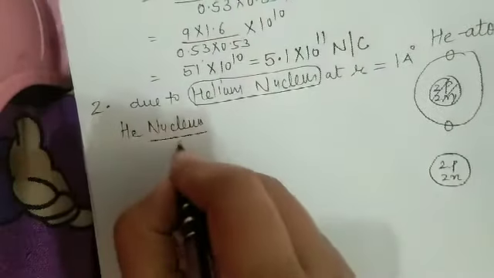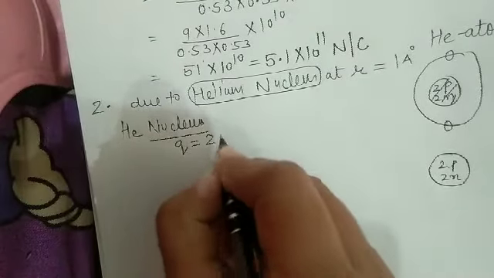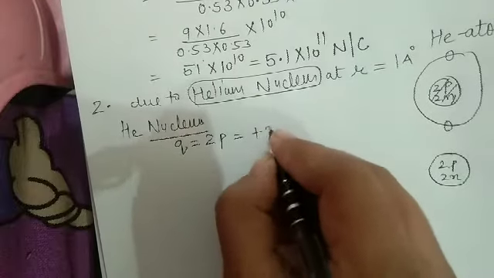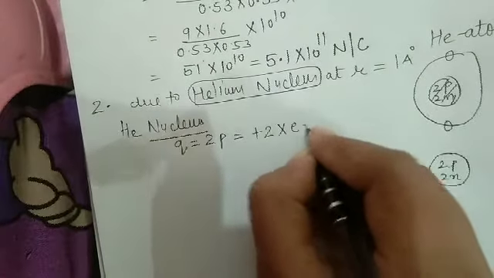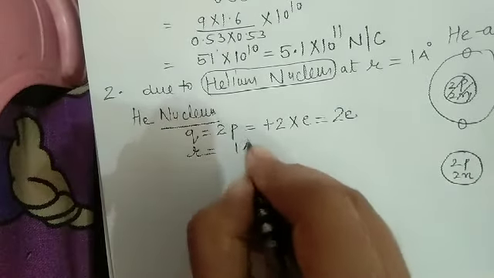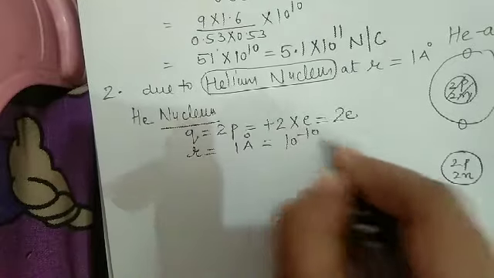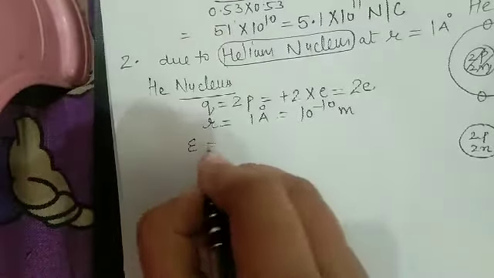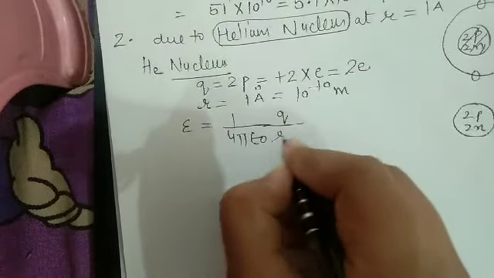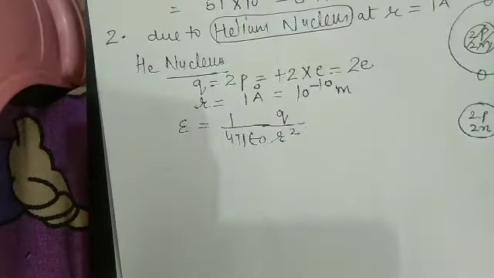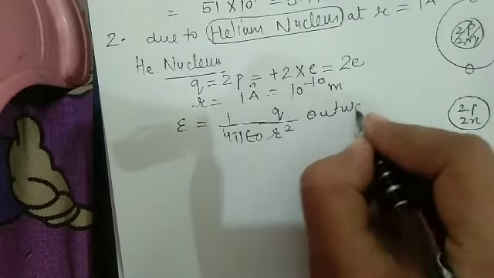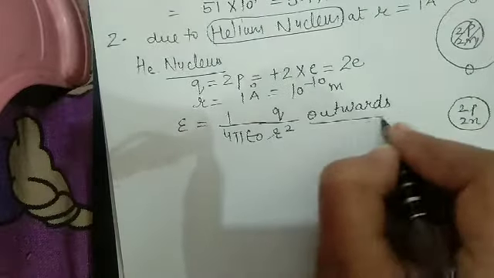So I have to consider the total charge only due to protons. The charge is twice that of a proton, and each proton has charge plus e, so it will be plus 2e. Separation is given as 1 angstrom, and angstrom means 10 raised to power minus 10 meter. So the electric field is calculated using the formula 1 upon 4 pi epsilon naught Q by R square. Okay, you can solve it. As the charge is positive, the field will be radially outwards. If the charge is negative, it will be radially inward.